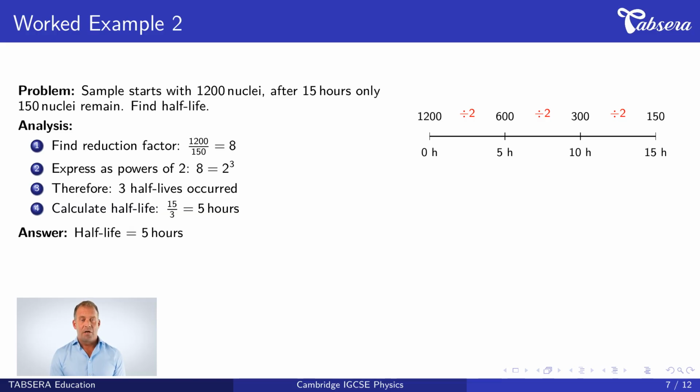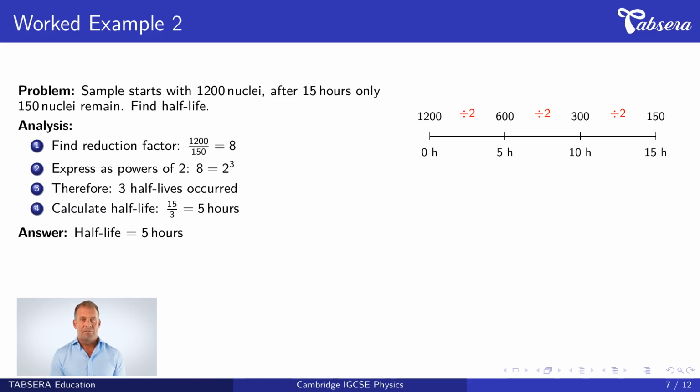First, find the reduction factor. We divide the initial amount by the final amount. 1200 divided by 150 equals 8. Second, express 8 as a power of 2. 8 equals 2 to the power of 3, meaning 2 times 2 times 2. Third, this tells us that 3 half-lives occurred during the 15-hour period. Fourth, calculate the half-life by dividing total time by number of half-lives. 15 hours divided by 3 equals 5 hours.